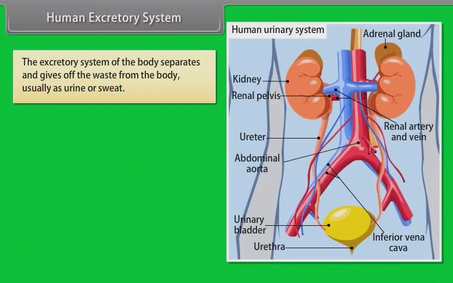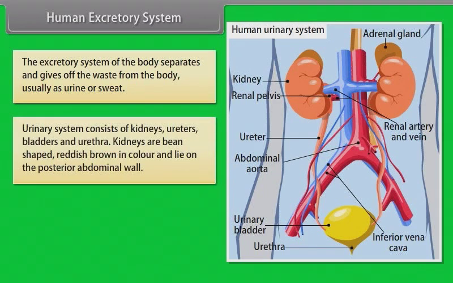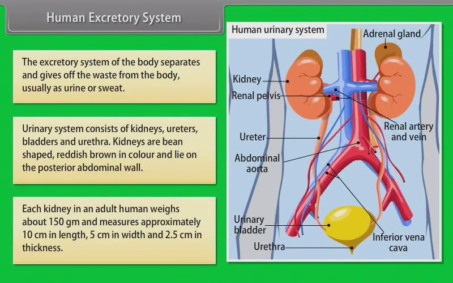Human excretory system. The excretory system of the body separates and gives off the waste from the body, usually as urine or sweat. The urinary system consists of kidneys, ureters, bladder and urethra. Kidneys are bean-shaped, reddish-brown in color and lie on the posterior abdominal wall. Each kidney in an adult human weighs about 150 gram and measures approximately 10 cm in length, 5 cm in width and 2.5 cm in thickness.